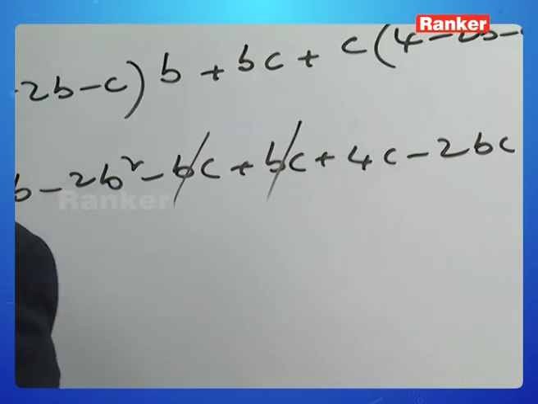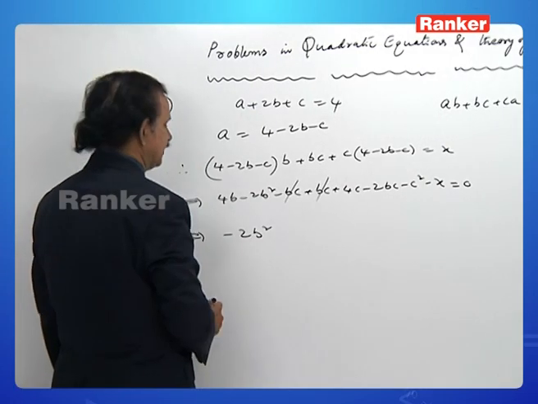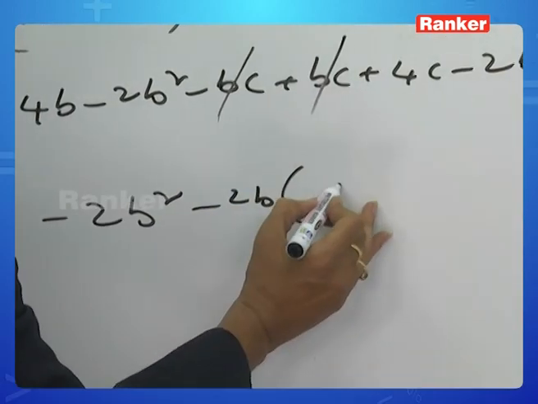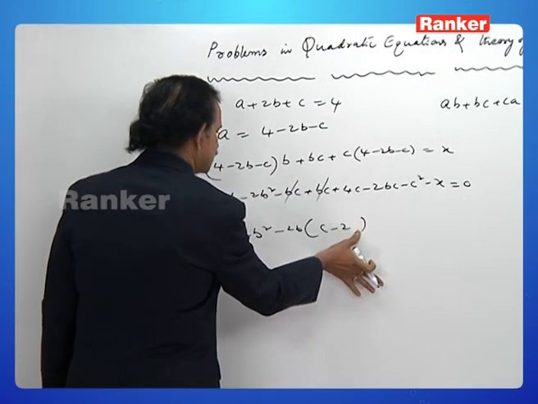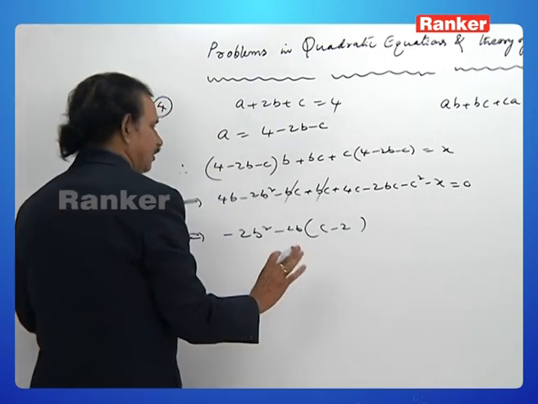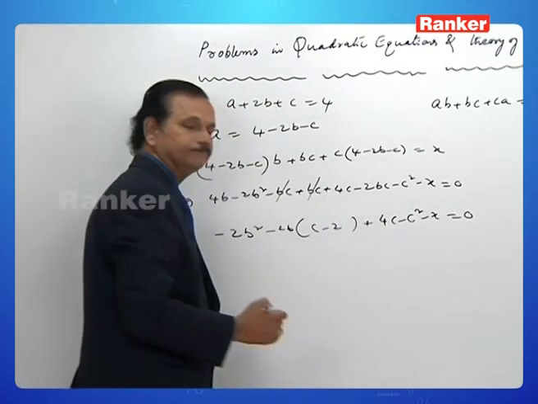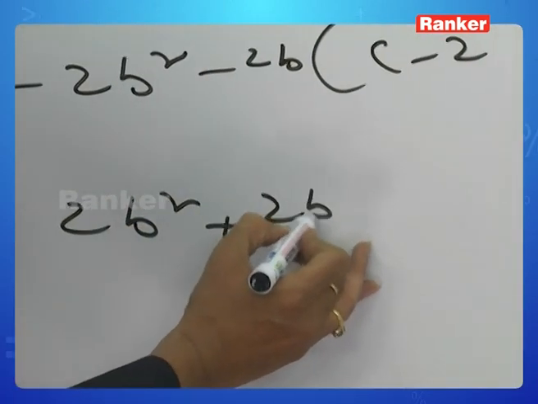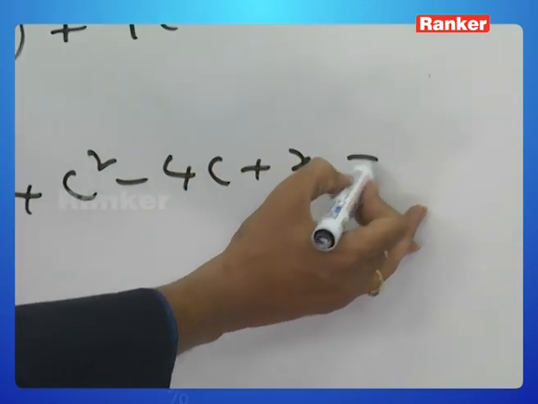Minus BC and plus BC can be cancelled. Minus 2B square minus 2BC plus 4B. Minus 2B into C minus 2, minus 2B into minus 2 is 4B, minus 2B into C is minus 2BC, they are verified. Next one, 4C minus C square minus X is equal to 0. That is 2B square plus 2B into (C minus 2) plus C square minus 4C plus X is equal to 0.